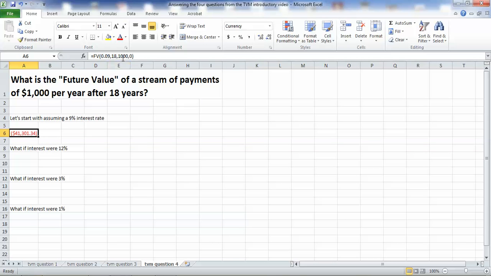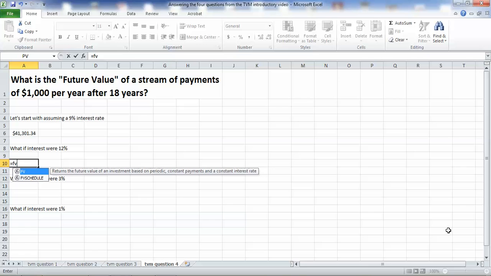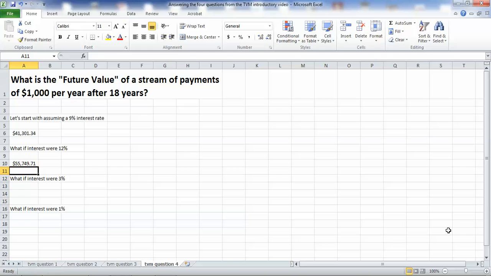Now remember, we need to maybe go in. I don't like it when it comes out as a negative, so I try to fix it. And the future value can be fixed by simply putting in your payment as a negative number, and that'll be $41,000. All right, let's try this again. What is our future value of a stream of payments at 12%, so 0.12. Number of periods is 18. Payment is negative $1,000, because that's how much we're spending each year. Our present value is 0. There we go, $55,000. If interest rates are only 3%, my guess is it's not going to look so good.